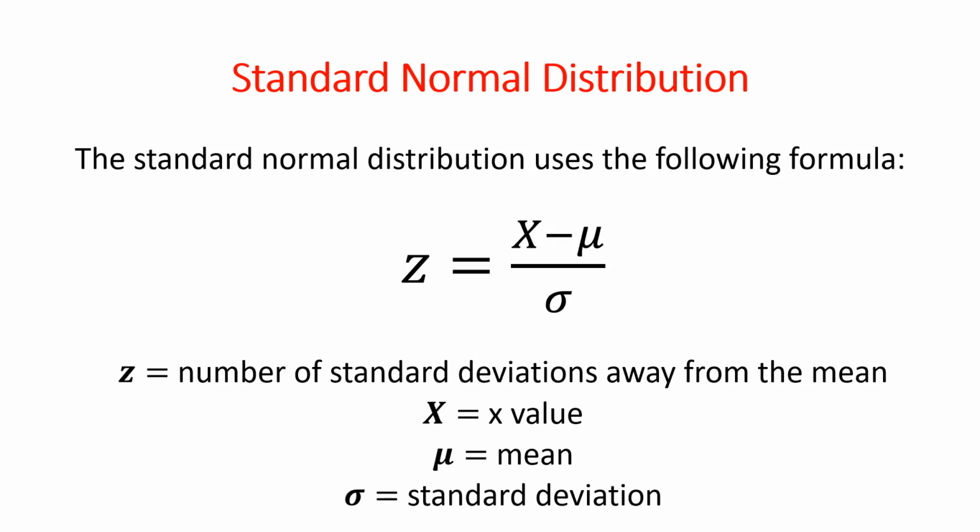Now, the standard normal distribution uses the following formula. Z is equal to x minus mu divided by sigma. Z represents the number of standard deviations we are away from the mean.